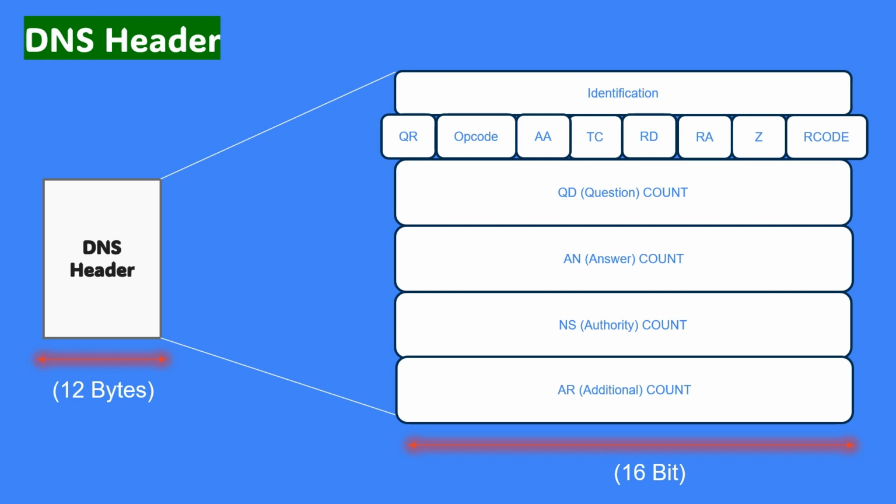Further, we have flags with different use cases, and then we have the counts, which tell us how big the variable size of the DNS message is going to be. Questions: how many questions are being asked in this particular query. Answers: how many answers we are getting back in the response. Then what are the authority records, what are the additional records. Additional records consist of a lot of things: OPT records, glue records. So that's all useful information, but this is how the DNS header looks.